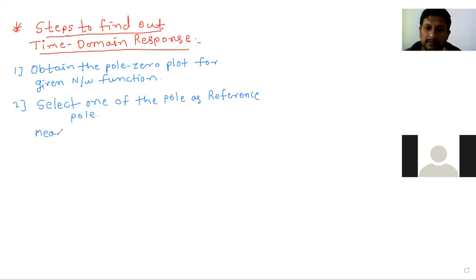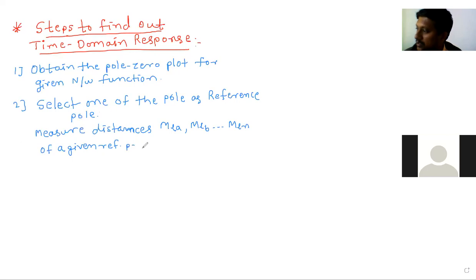So in that, measure distances ML A, ML B up to ML N of the given reference pole from each of the other zeros. म्हणजे जे तुम्ही रेफरन्स पोल म्हणून घेतलेला असाल एखादा पोल, त्या पोल पासून दुसरे जे झिरोज आहेत, जे झिरोज आपण ड्रॉ केलेले आहेत, त्या झिरोज आणि त्या रेफरन्स पोल मधले डिस्टन्स, समजा 3 झिरोज आहेत, त्या तिन्ही झिरोजचा त्या रेफरन्स पोल पर्यंत डिस्टन्स तुम्हाला कॅल्क्युलेट करायचा आहे. ओके, दॅट इज कम्स अंडर सेकंड पॉइंट.